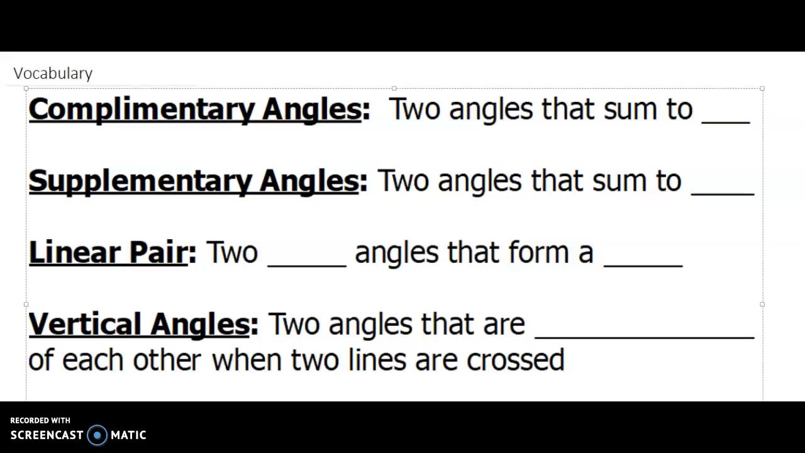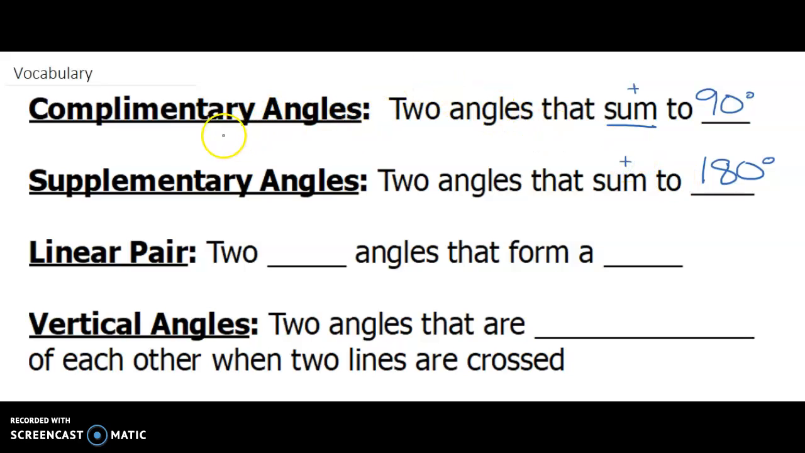Start with some vocab. Complementary angles would be 2 angles that sum to 90 degrees. Okay, so 2 angles added up equals 90 degrees. Remember, sum means added. Supplementary angles are 2 angles that sum to 180 degrees. And once again, add. So complementary angles, if this is a 90-degree angle, this and then this would be complementary because if you put them together, they make a 90-degree angle.